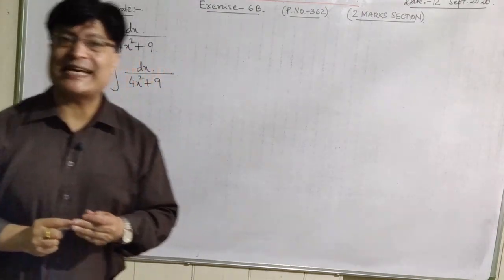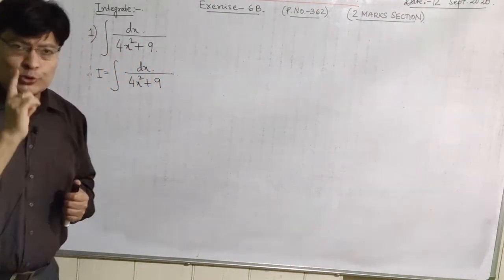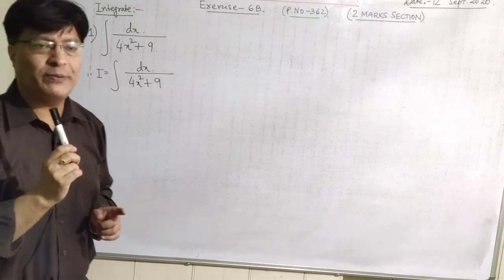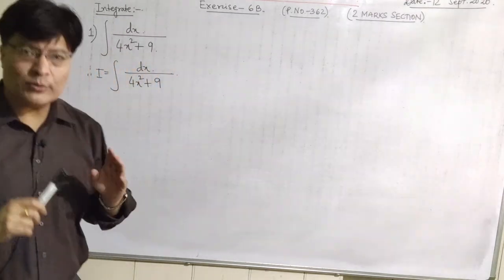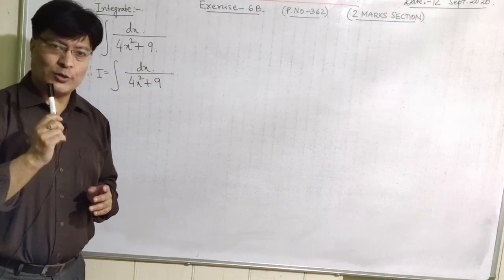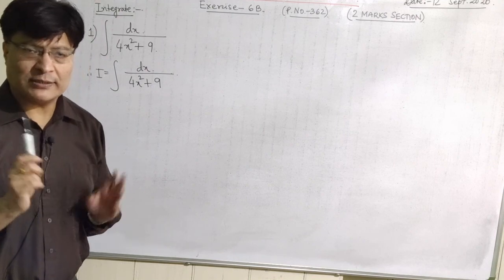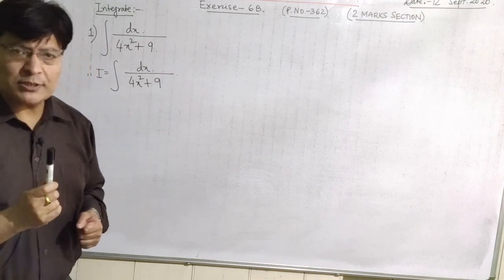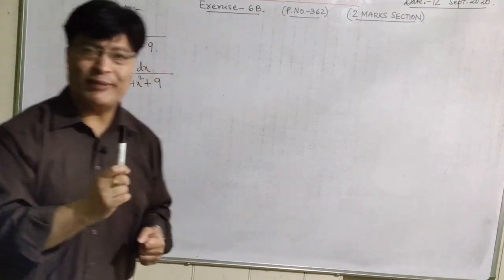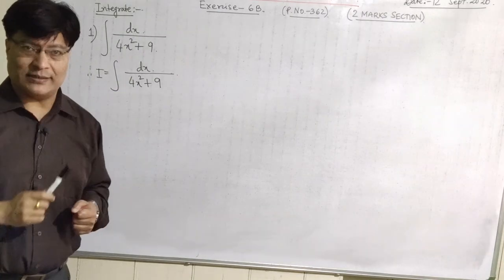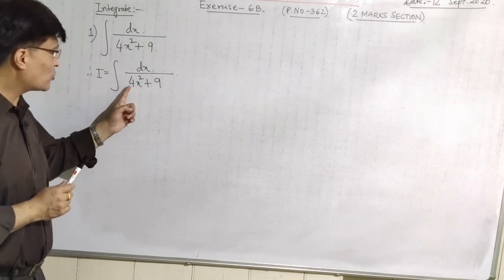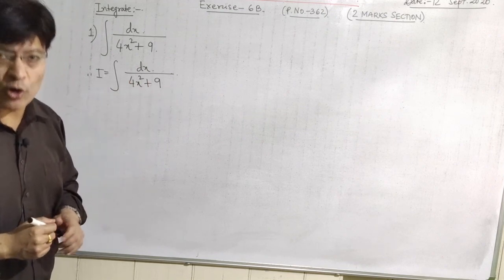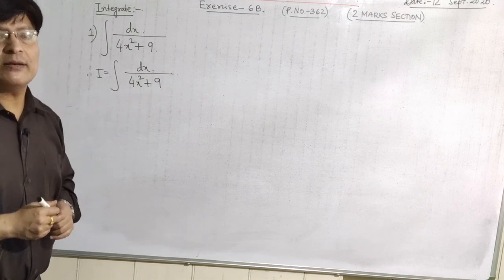Now we take the standard formula. So you should always remember that the coefficient of x square should be 1 always. Then only you can convert it into standard form. If the coefficient of x square is not 1, you have to make it 1. But here the coefficient of x square is 4. So you should make it 1.